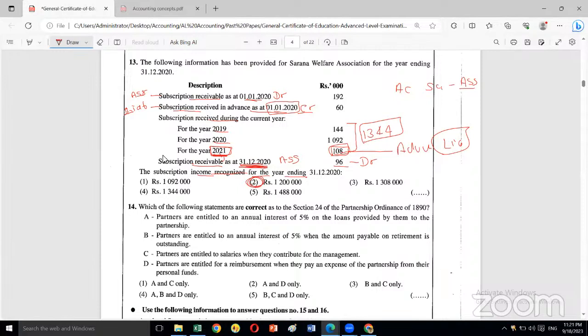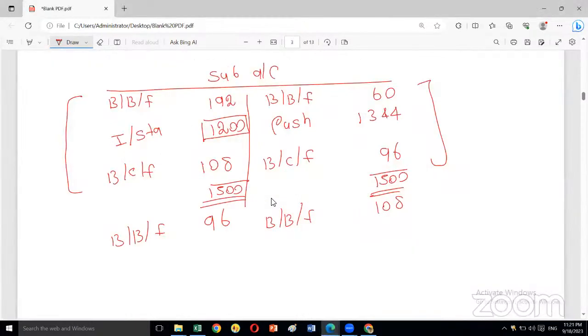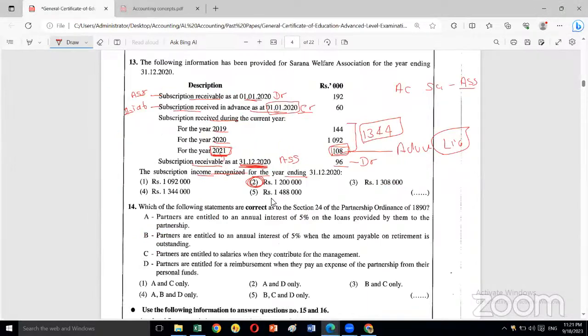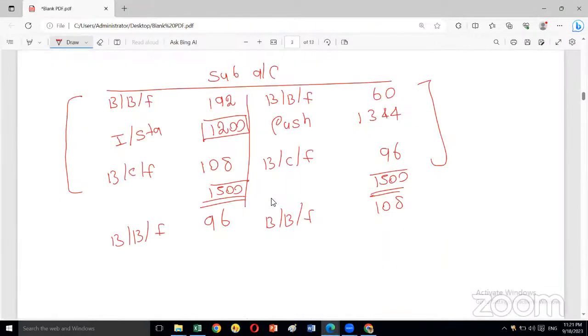Question number 13. What is the correct answer? Second one is the correct answer. Okay. So if anyone wants, take a screenshot of this.